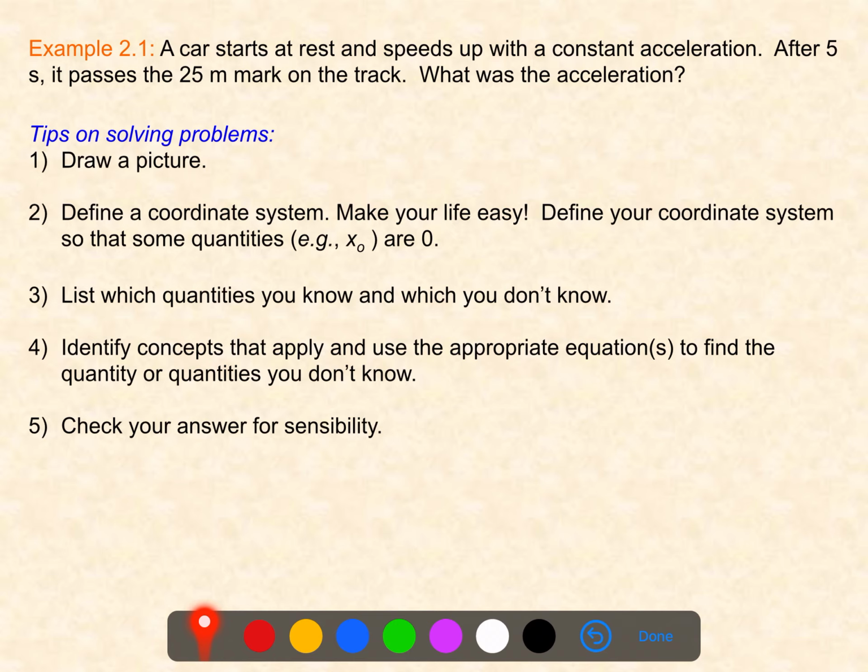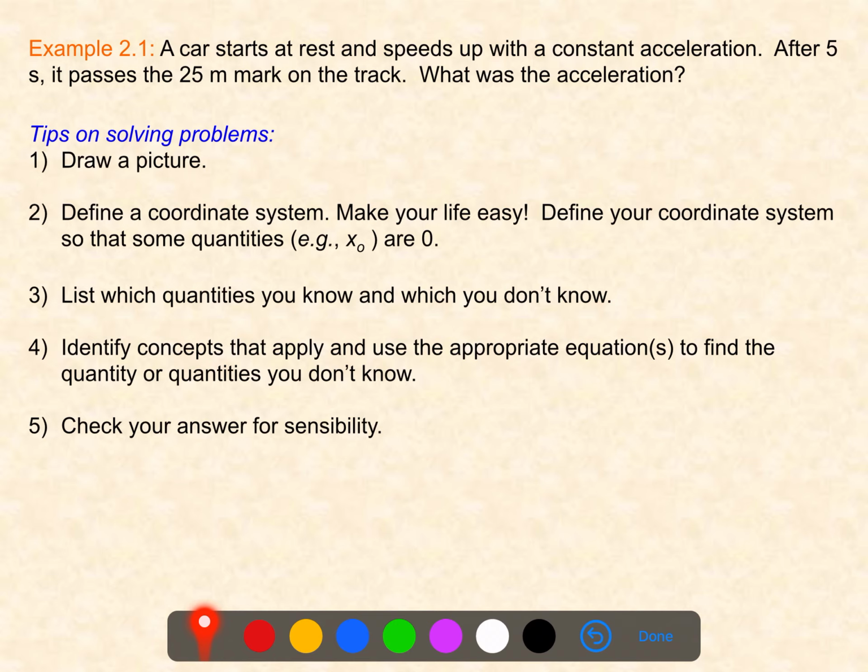And then it's good to try to list what it is that you know and what you don't know. Within that, there may be a lot you don't know, but maybe you don't actually care about some of those things. So while you're listing what you know and don't know, list which thing you're trying to find. What is the target quantity that you want?